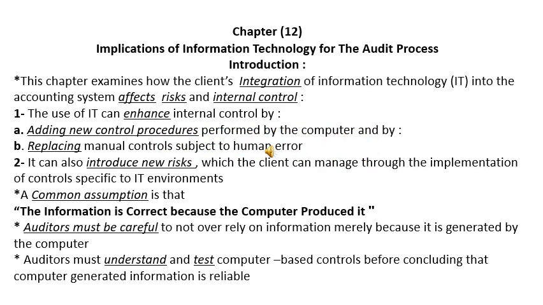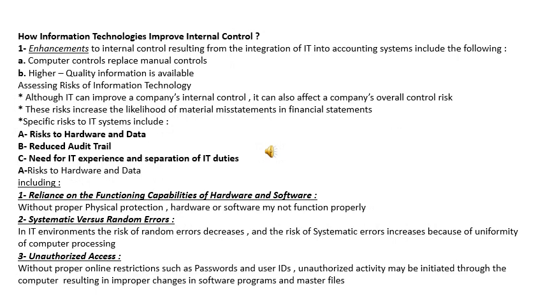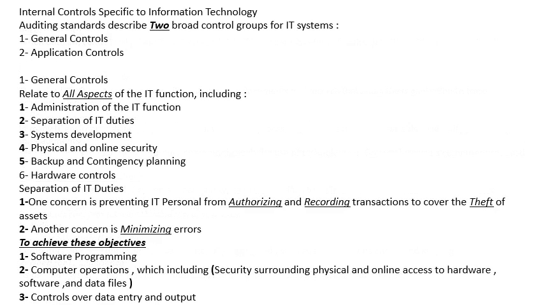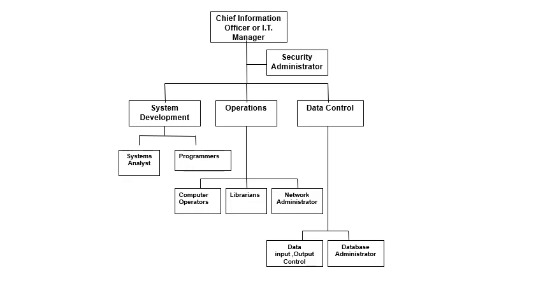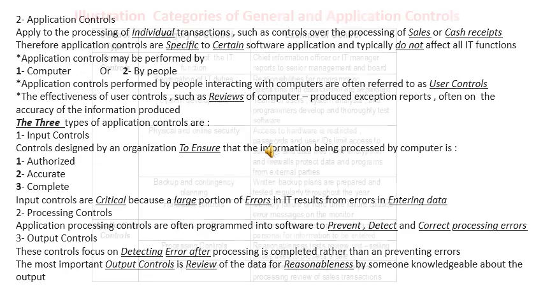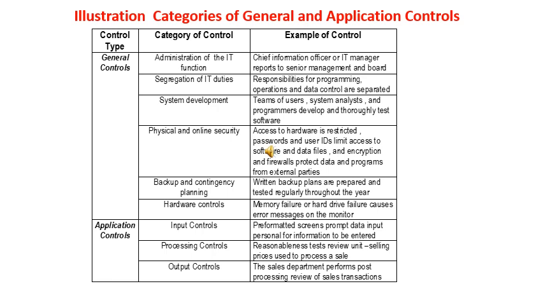Lecture 4. This lecture explains the implication of IT for the audit process. How information technology improves internal control. Application control includes three basic types. Number 1, input control. Number 2, processing controls. Number 3, output control. This table explains the types of control, which include general controls and application controls, and the examples for each.